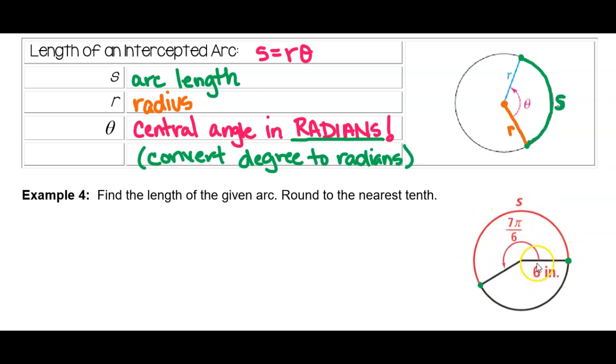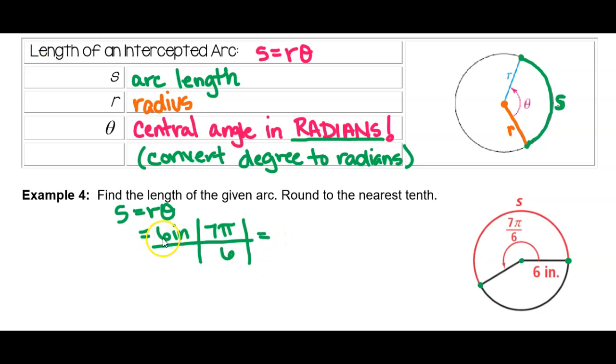So we know the radius is 6 inches and the central angle from the middle of the circle is 7 pi over 6 radians. So we're going to use our formula, S equals r theta, and our arc length is S. We know that our radius is 6 inches, and we are going to multiply that by the central angle, which is 7 pi over 6, and that is already in radian measure, so we are all set there. We don't need to convert. So we're multiplying by 7 pi over 6.